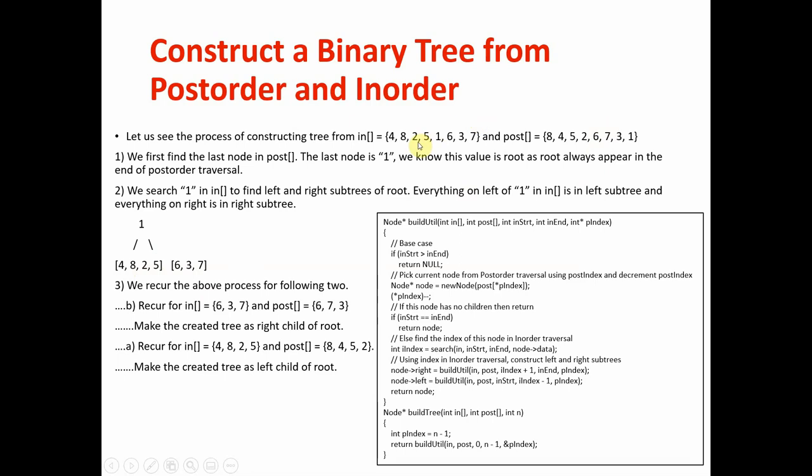And again, we can look at this in-order sequence. 4 and 8 are to its left, so they are going to be on the left side, and 5 is to its right, so it's going to be its right child. Then we do the same thing again for the left subtree of 2, and this goes on. In the implementation, it's similar to what we had in the previous slide. Just remember that instead of going from left to right, we go from right to left.